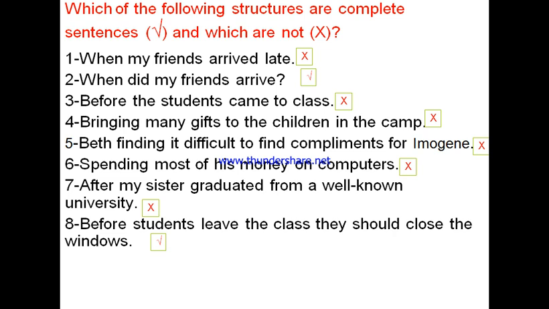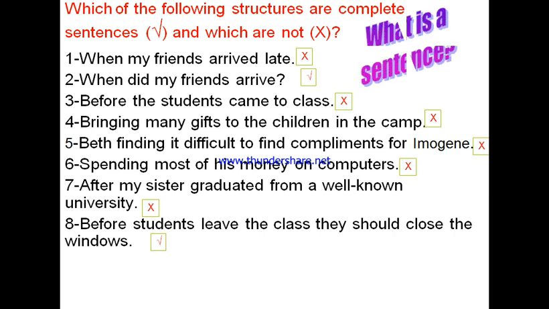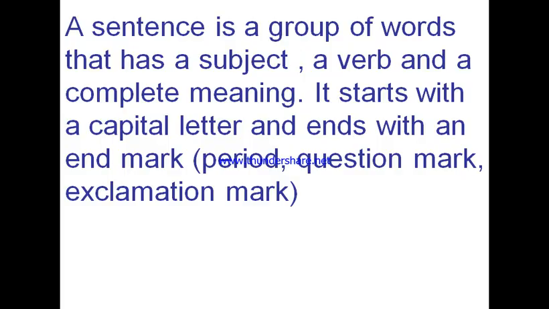As you notice, sentences 2 and 8 are the only two sentences in these groups. It's very important to remember what a sentence is. By now you know that a sentence is a group of words that has a subject, a verb, and a complete meaning. It starts with a capital letter and ends with an end mark, which is a period, a question mark, or an exclamation mark.